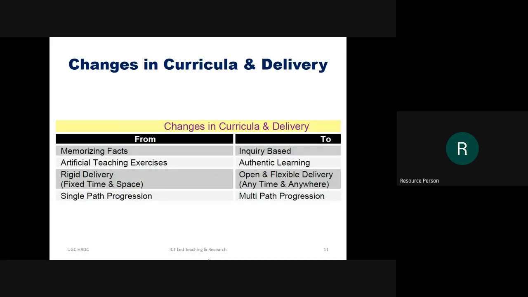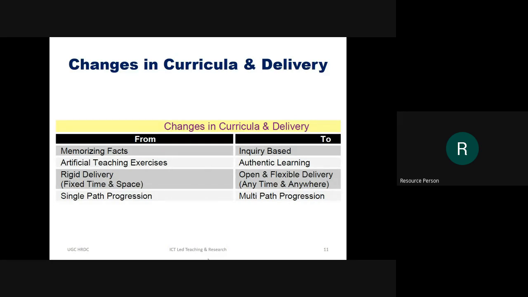So please understand, we have to transform our curriculum and our assessment methodology. Instead of artificial teaching-learning exercises, you can have similar examples. Instead of asking theoretical questions, let me take another example: let's say somebody is teaching computer networks.